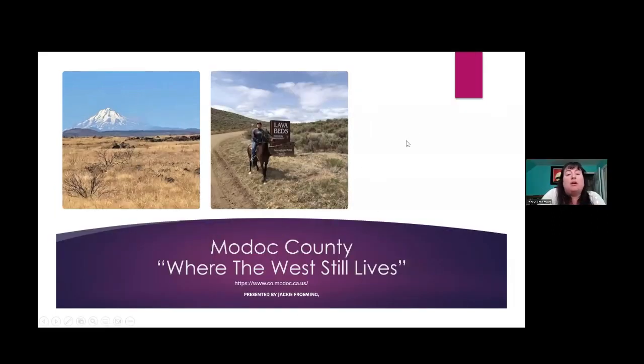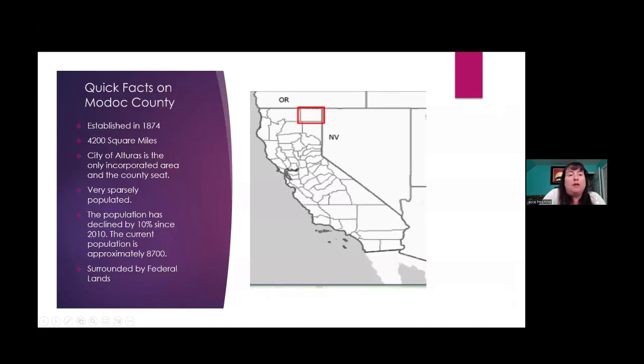Technical difficulties. All right. So I've worked for the county since 2016. Modoc County is a really unique county. It's very rural. One of the county slogans is "Where the West Still Lives," and on that slide is our website. All right, so I'm going to go over some quick facts on Modoc County.